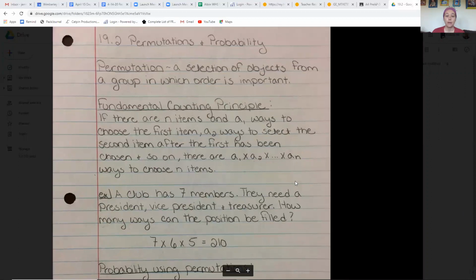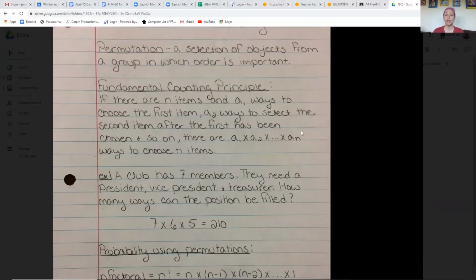So, for example, if there's a club that has 7 members, they need to pick a president, a vice president, and a treasurer. If someone in the club is president, then they can't be vice president and they can't be treasurer. So that person is removed from our sample size. See what I mean? So a club has 7 members. They need a president, a vice president, and a treasurer. How many ways can these positions be filled?